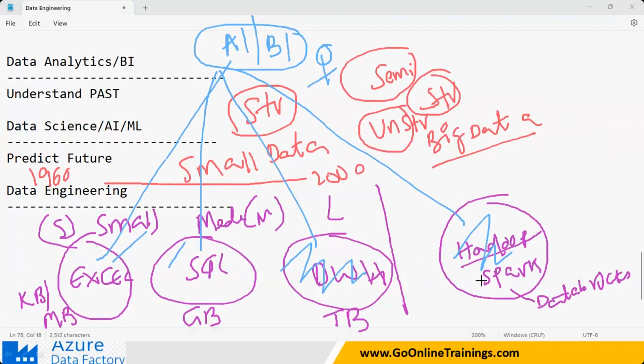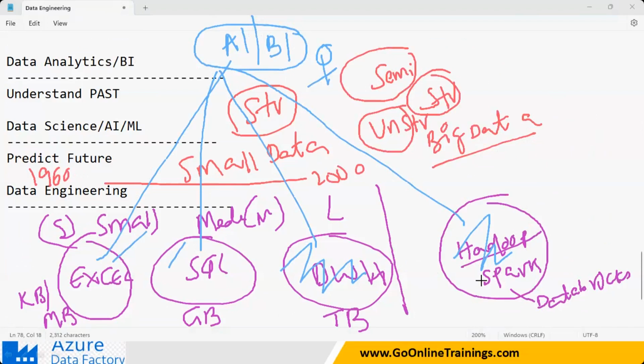What is data analytics? Understanding the past. What is the meaning of that? Amazon company wanted to know what was my business in the year 2010. What was my business in the last 5 years? So I wanted to understand the past. That is what is called data analytics.